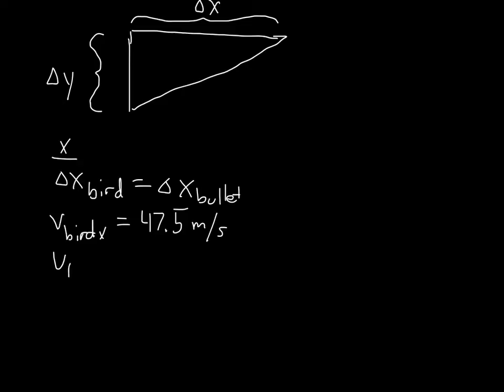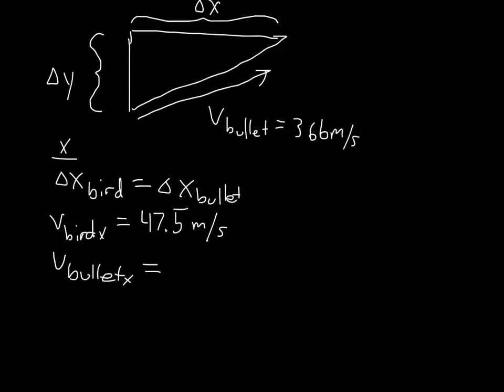Do I know the velocity of the bullet in the x direction? Do I know anything about the velocity of the bullet? It will be 366 meters per second. I know the velocity of the bullet along the hypotenuse is 366 meters per second. It will be 366 times cosine theta. Where's theta? Theta is in the bottom where it shows. That's theta there. And the adjacent, change in x, is the opposite side. So v bullet in x is v times sine of theta.